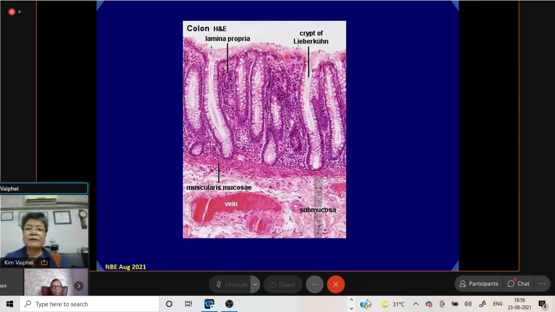And so if the surface epithelium is absent, one will say there is denudation of the surface epithelium. In order to say that there is mucosal ulcer, the whole thickness of the mucosa should give away, should be replaced by inflammatory cells or granulation tissue. So this mere absence of the surface epithelium will not qualify for the diagnosis of ulcer.